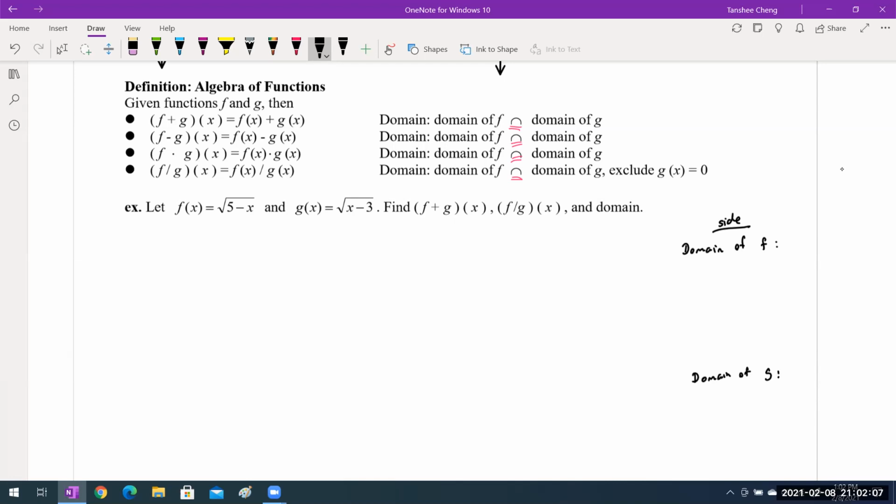Function f is a radical function, so the domain is where the radicand must be greater than or equal to 0. In this case, our radicand is 5 minus x. So therefore, 5 is greater than or equal to x. So our domain is the values of x less than or equal to 5.